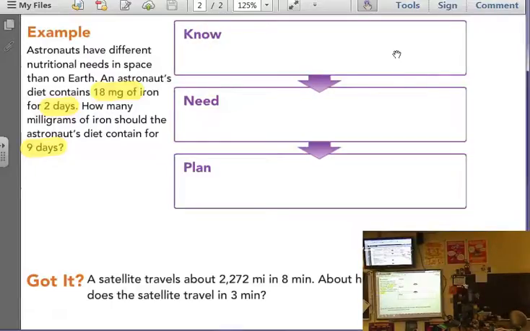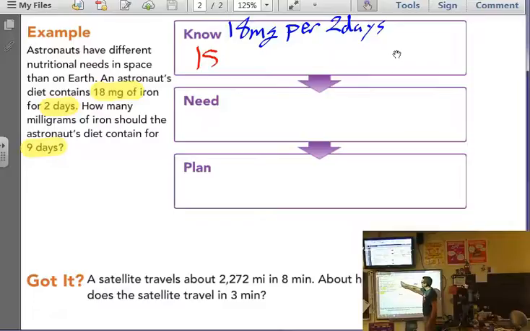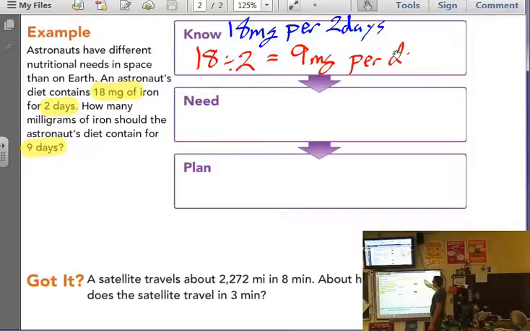Use it. What we know is 18 milligrams per 2 days. What does per tell me to do? Divide. So this turns into 18 divided by 2, and we get 9 milligrams per day. But that's 1 day. So then what do we need?